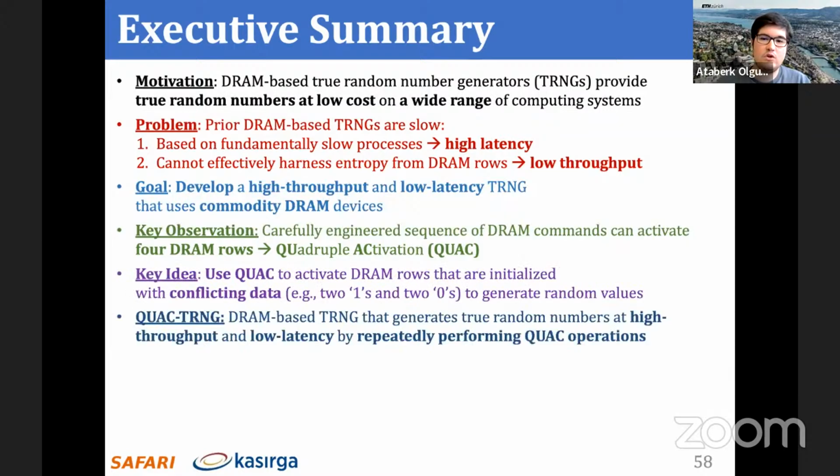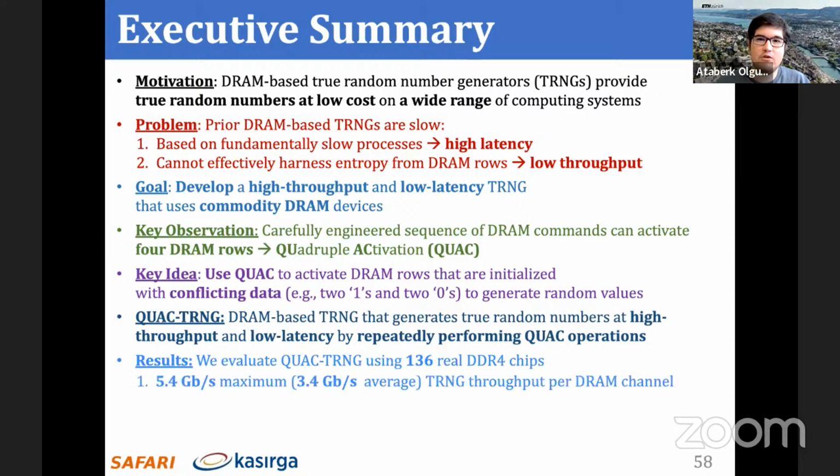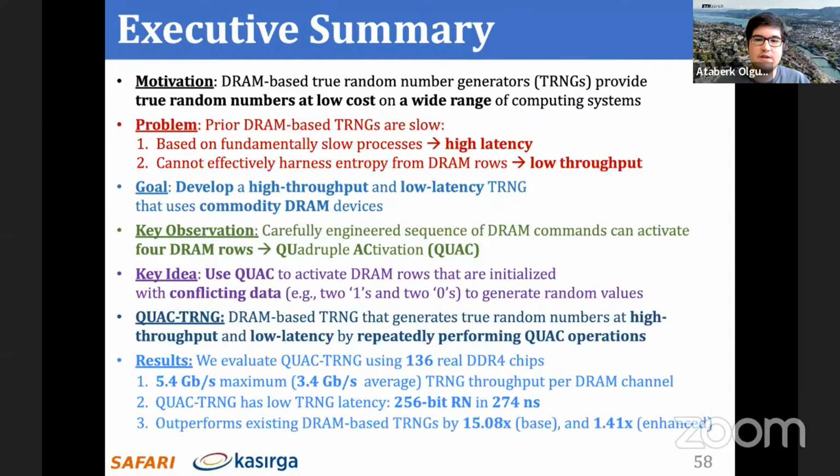Our key idea in developing a high throughput DRAM-based TRNG is to use quadruple activation to generate random values in DRAM sense amplifiers. And we evaluate QUAC-TRNG using real DDR4 chips. And finally, it achieves up to 5.4 gigabits per second random number generation throughput per DRAM channel and provides random numbers at low latency. We compare QUAC-TRNG against state-of-the-art DRAM-based TRNGs, and we show that it outperforms prior DRAM-based TRNGs. And finally, we evaluate its throughput and its quality using standard NIST randomness tests and show that it's a high quality true random number generator.